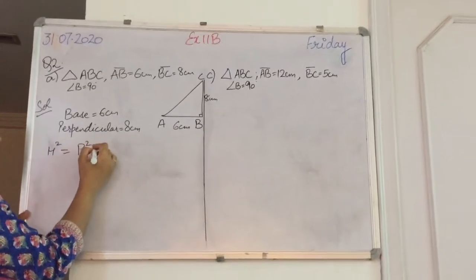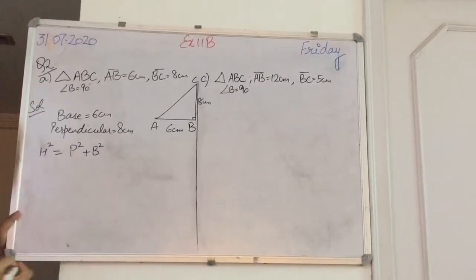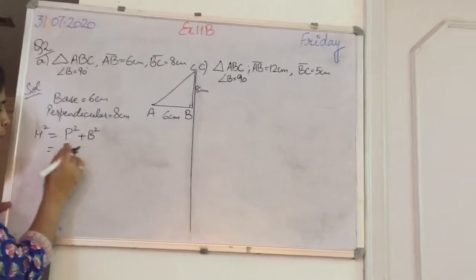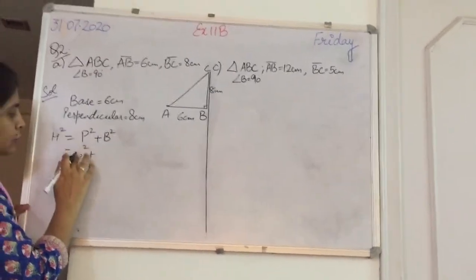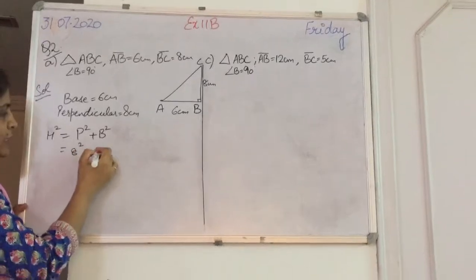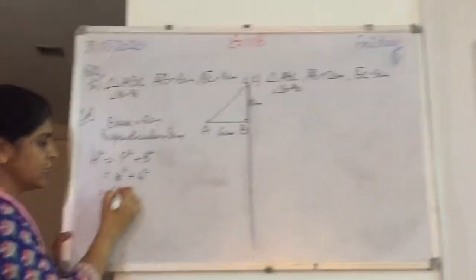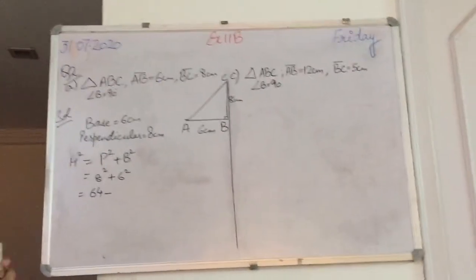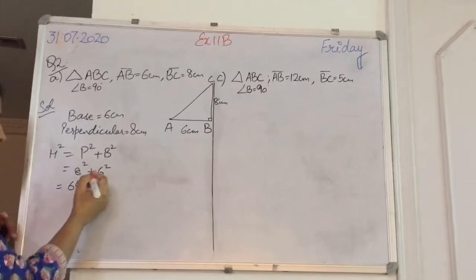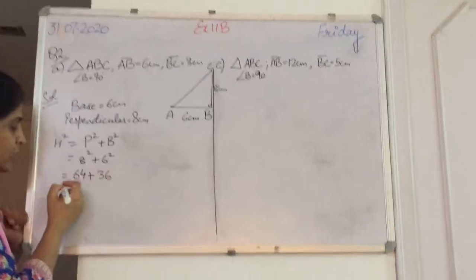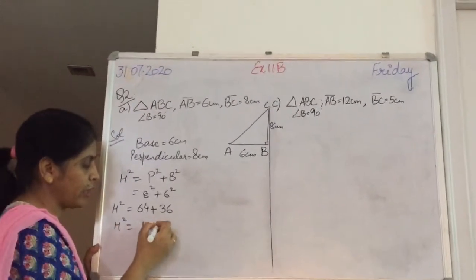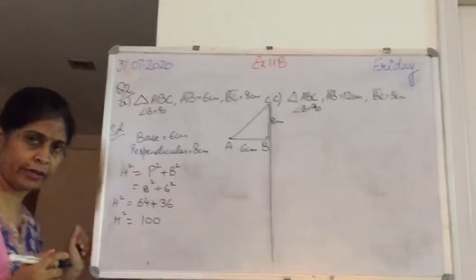Formula is h square equals p square plus b square. So 8 square plus 6 square. So 8 8s are 64. Students, square doesn't mean 8 into 2. It is 8 into 8. 6 square will be 6 6s are 36. So when you add up together, it will be 100.